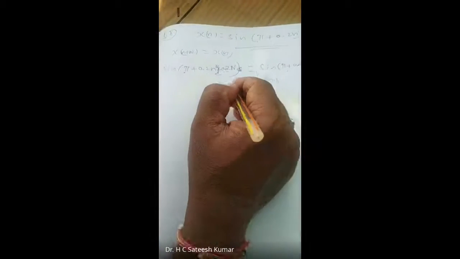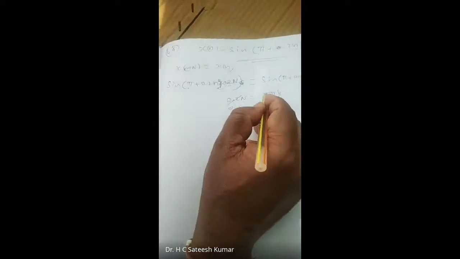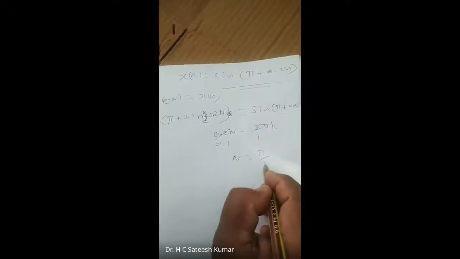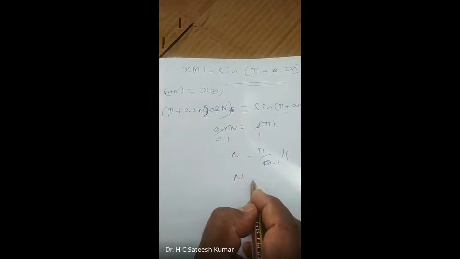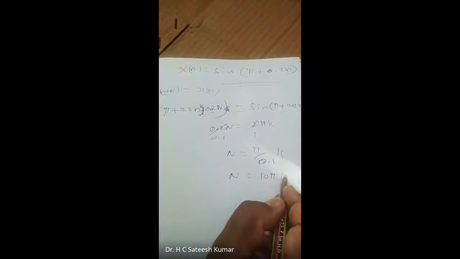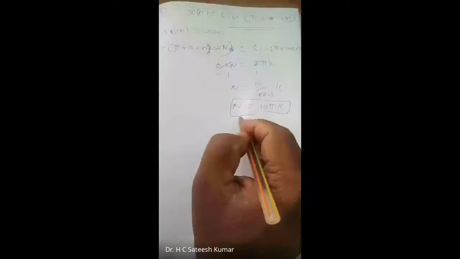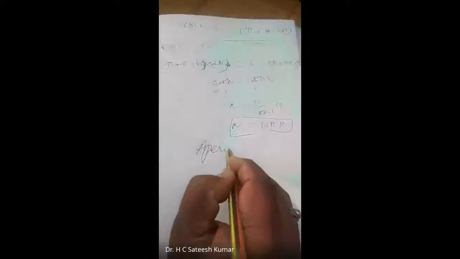So what will happen is this is 0.1, this is 1. So N is equal to pi by 0.1. N is equal to 10 pi k. Now, for any integer value of k, N is not an integer. You take any value of k. So therefore it is aperiodic. This is an examination question. We have seen it twice in the exam, right?